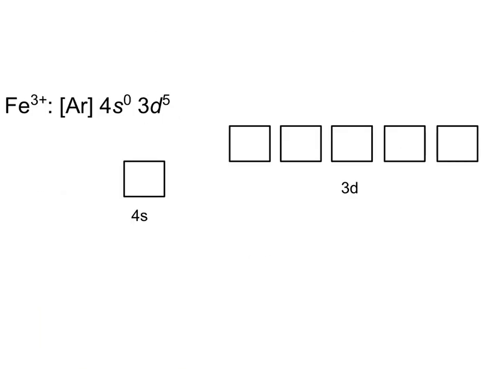And so let's take a look at why. When we're looking at an iron 3+ ion, we have no electrons in our 4s orbital. We have 5 electrons in our 3d. And remember that Hund's rule tells us that each of those electrons will go in first as unpaired into each orbital. And so in an iron 3+ ion, we have 5 unpaired electrons, making the ion paramagnetic, so it will be attracted to a magnetic field.